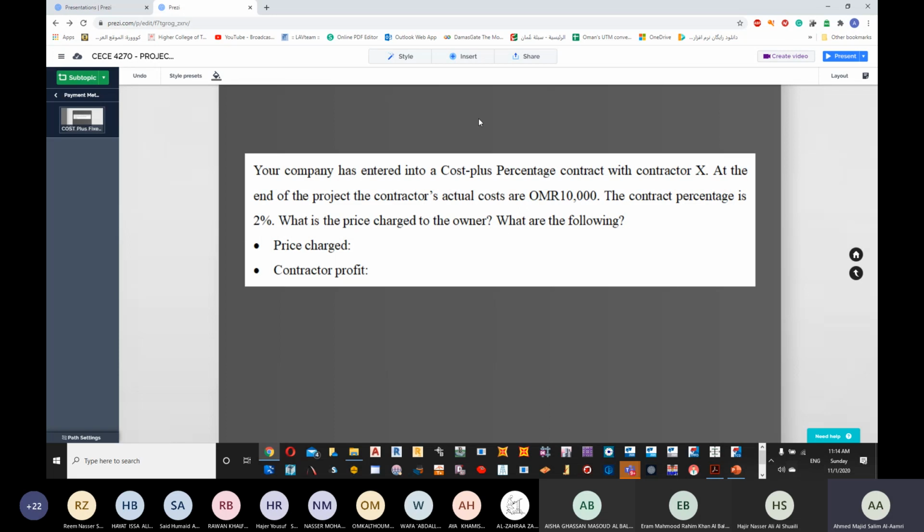So how much do I need to pay here? How much do I need to pay as an owner? How much is the price charged? How much do I need to pay?